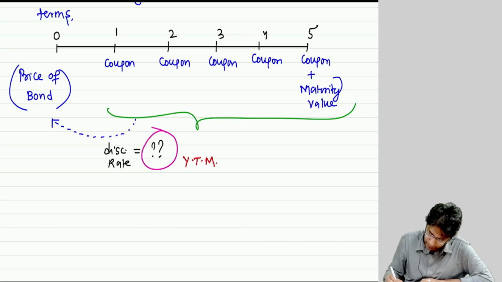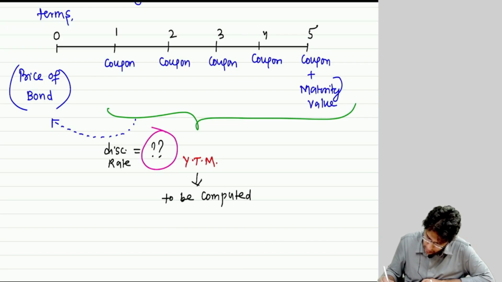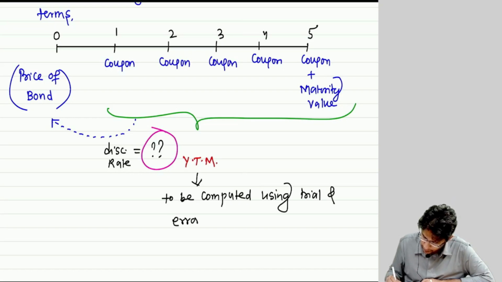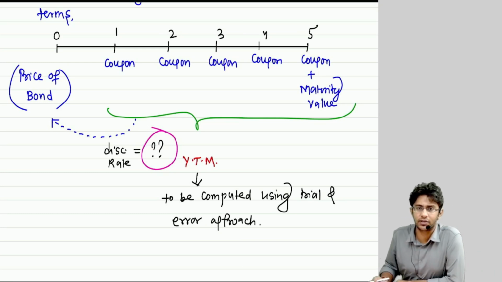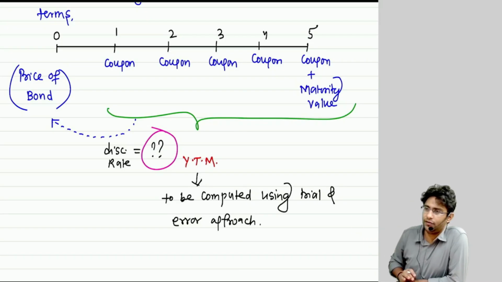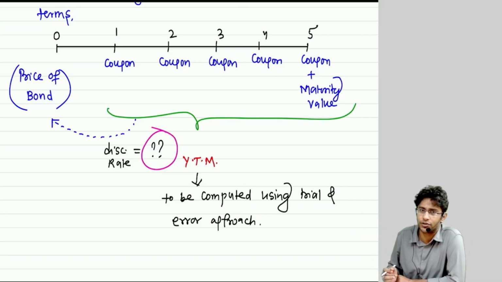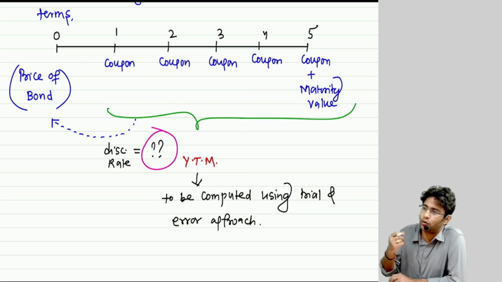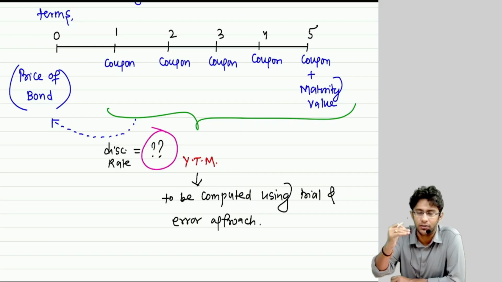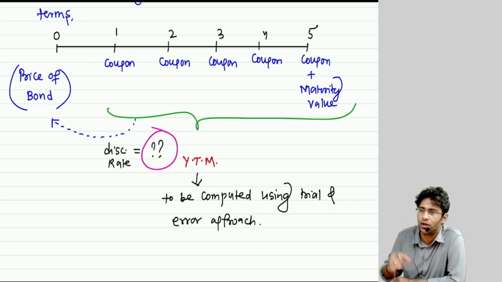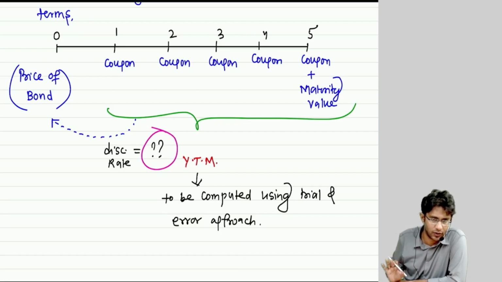So it is to be computed using the trial and error approach. What is the meaning of trial and error approach? First, randomly we try some rate. We will see whether it is matching or not. If it is matching, luckily, that's all, that is your YTM. If it doesn't match, try at some other rate. Go through iterations where one present value will be higher than the price of the bond, and one will be lower than the price of the bond. Then you sit and interpolate. Just like how you computed IRR, the same style you have to do this one also.